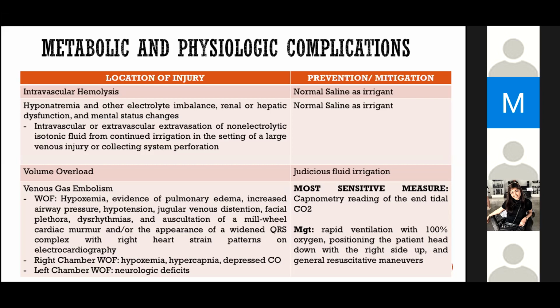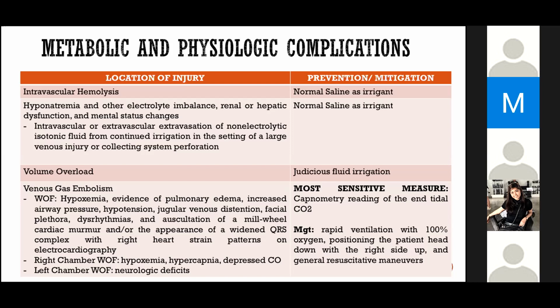Another complication would be venous gas embolism. So watch out for hypoxemia, evidence of pulmonary edema, increased airway pressure, hypotension, jugular venous distension, facial plethora, dysrhythmias, and auscultation of a mill wheel murmur, cardiac murmur, and/or appearance of a widened QRS complex with right heart strain patterns on electrocardiography, since most venous gas emboli are confined in the right chambers of the heart.